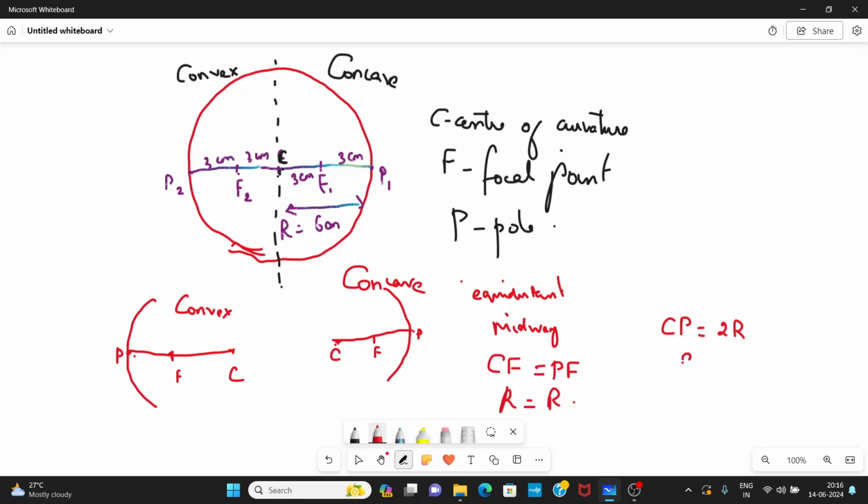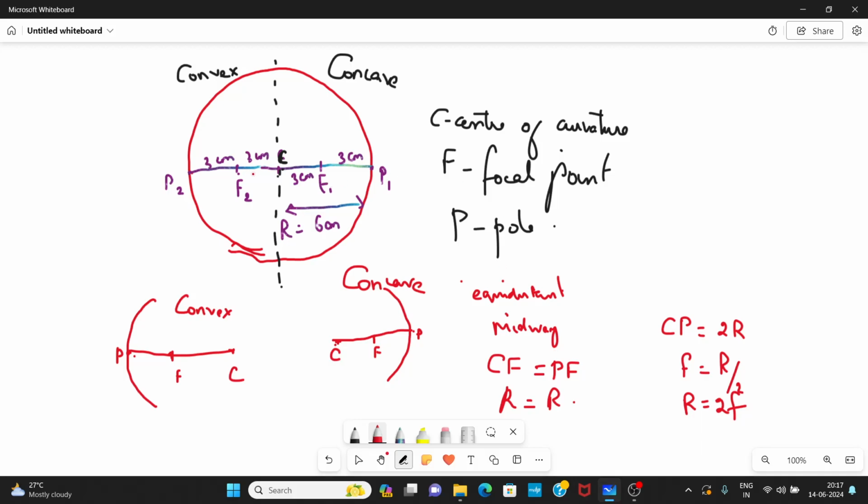Or F is equal to R by 2. I hope you understood this. R is equal to 2f.